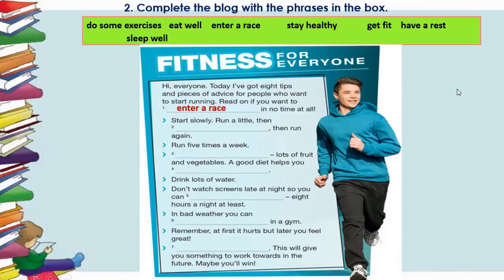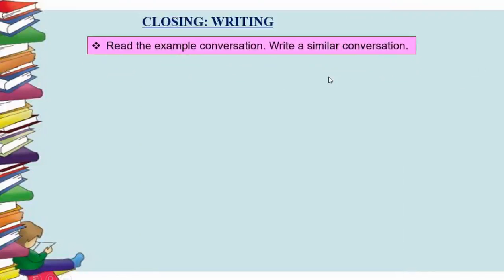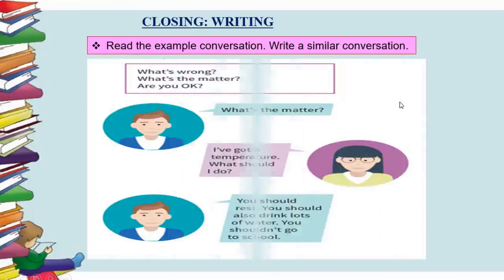Fill in the gap. Finally, as homework, we have a writing activity. What do you have to write? We have an example here. Read the example conversation and then you have to write a similar conversation. You can use this expression: what's wrong, or what's the matter, or are you okay? You choose. It's up to you.